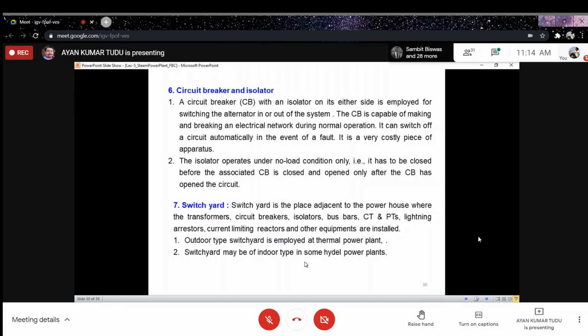Okay, means there should not be any current. That's why it is saying that it operates under no load condition only, means there should not be any current when the isolator is opened.